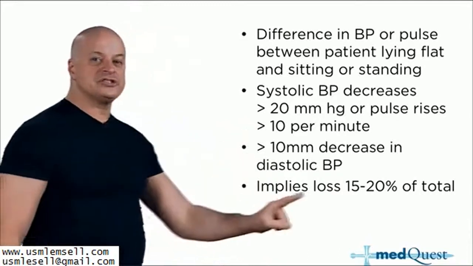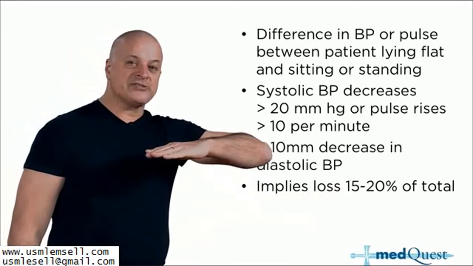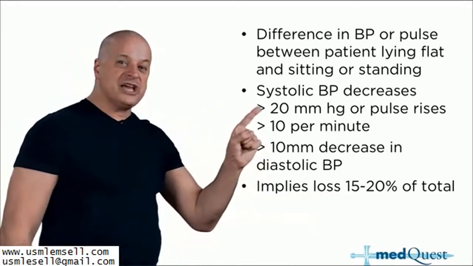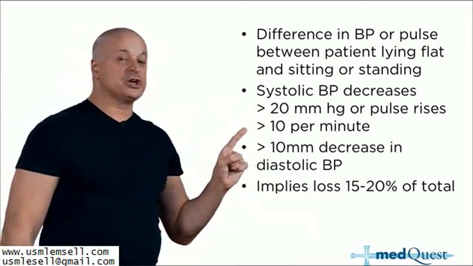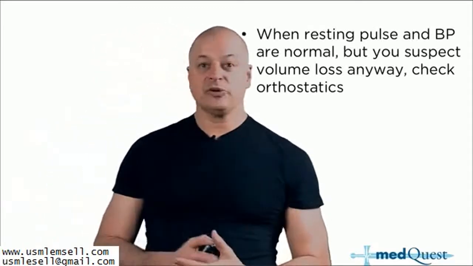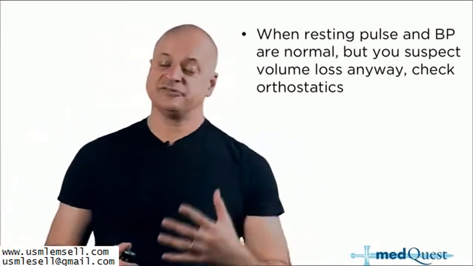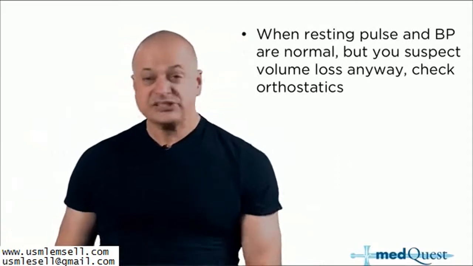But when you've lost 15 or 20%, you have a normal blood pressure and pulse when lying flat, but when you stand up, the systolic drops by more than 20, the pulse goes up by 10, the diastolic drops too. That's orthostatic. It's a wonderful thing. You're going to really know what you're talking about when you get onto the floors and you're walking around. It's really going to make you look smarter if you know what this is.